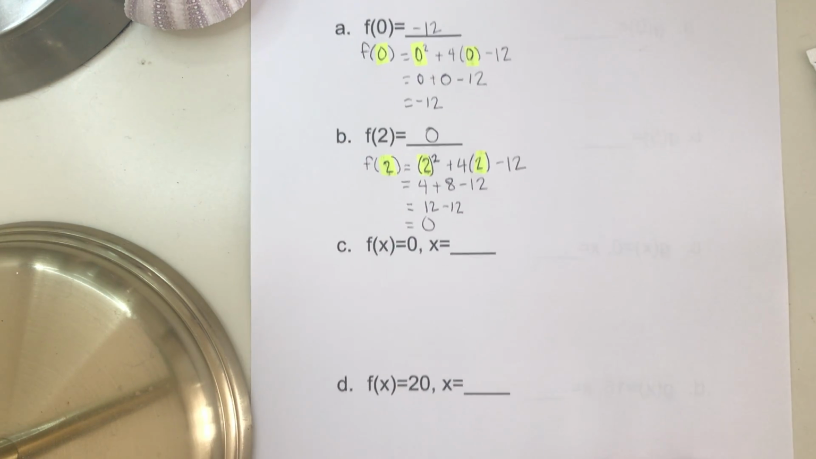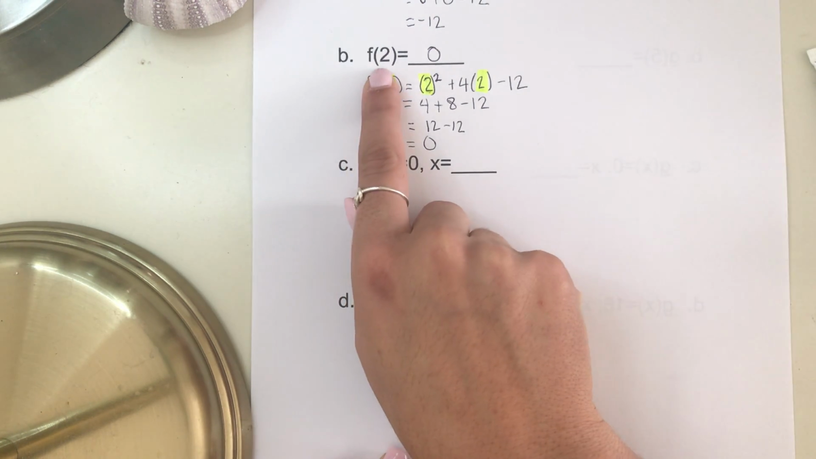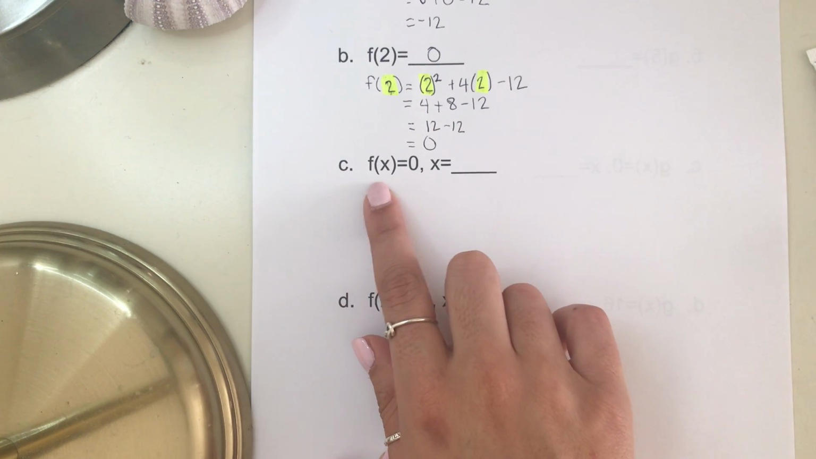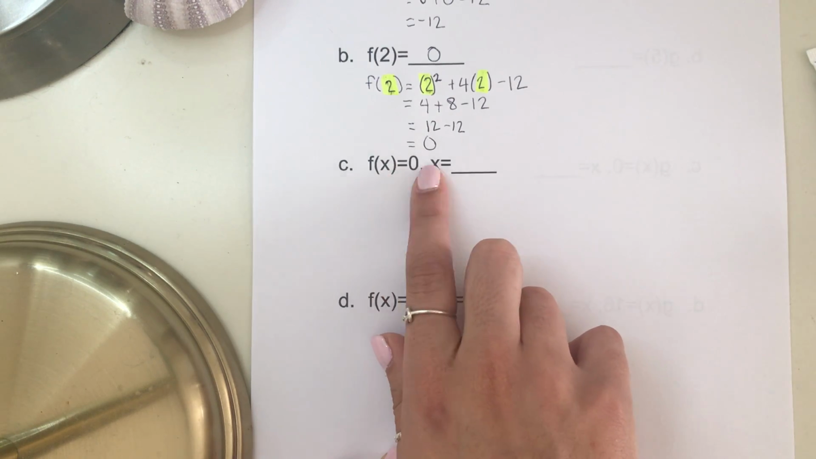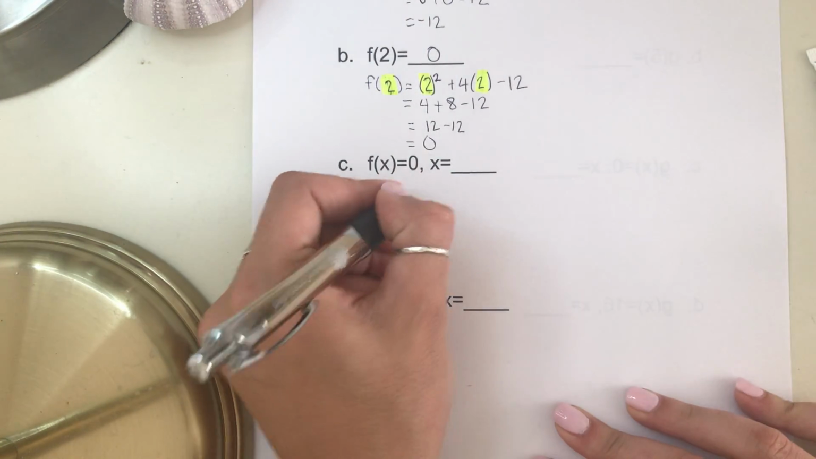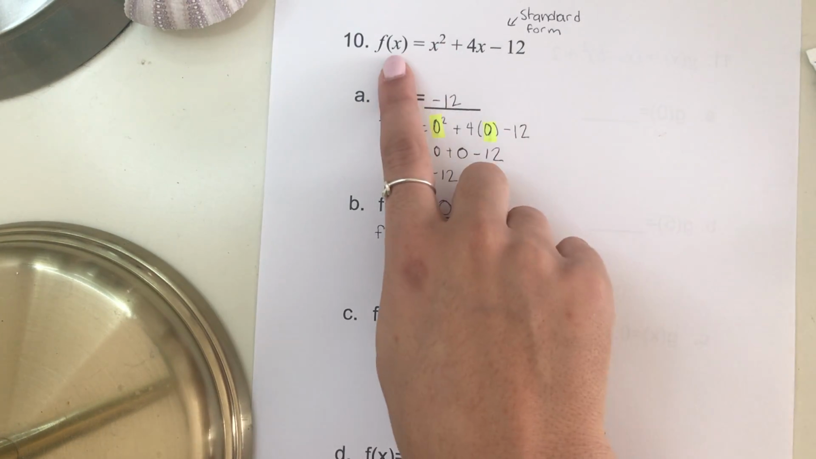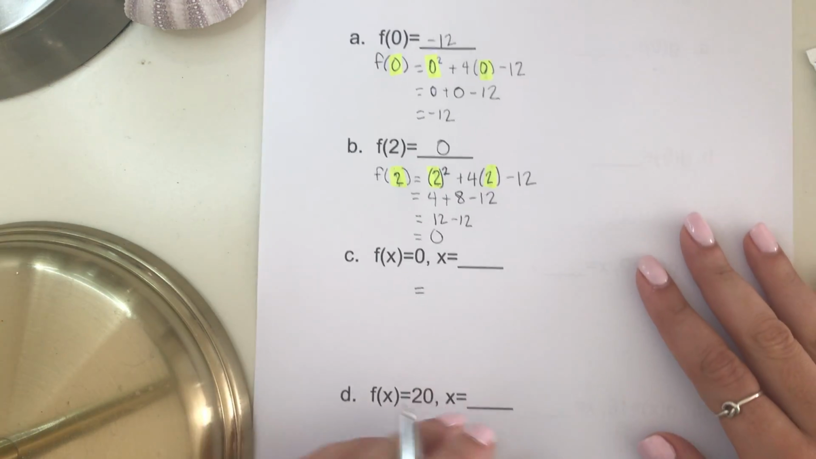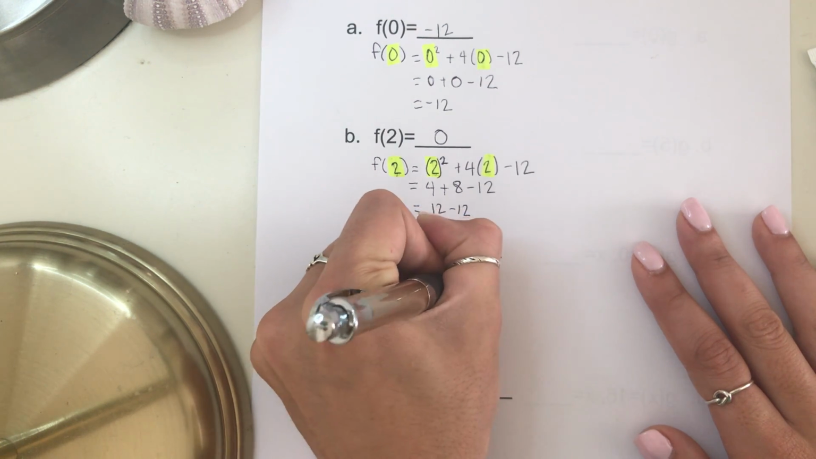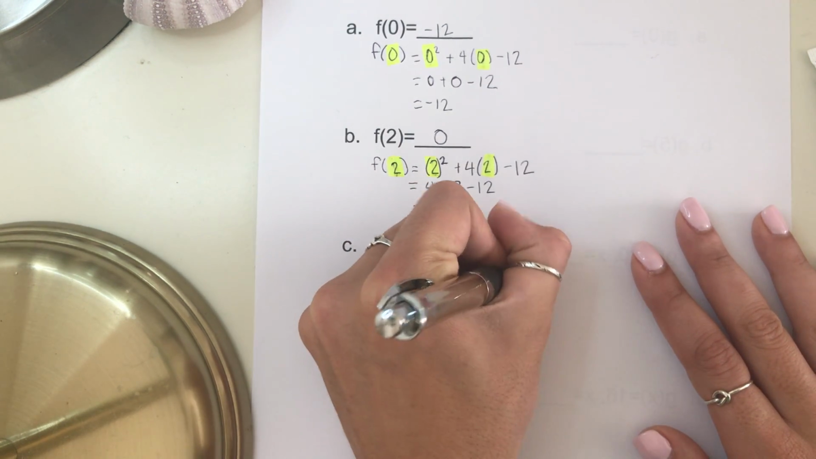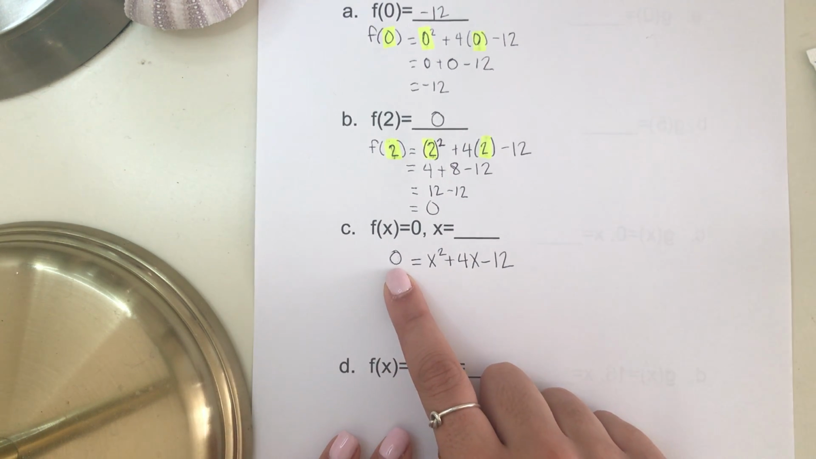So now we're going to do C and D. Notice how f of x equals 0 looks different than f of 2 equals a blank space. So what this means is where I see f of x in my function, I replace it with 0 because it's equivalent to 0. So I'm going to rewrite my function as I see it up here, right? So instead of writing f of x, I'm just going to write equals 0. Now, this is a function that I have to solve, right? Because it's set equal to 0.